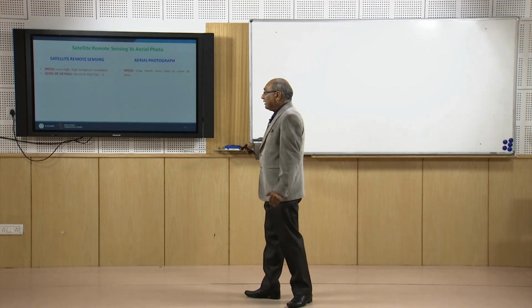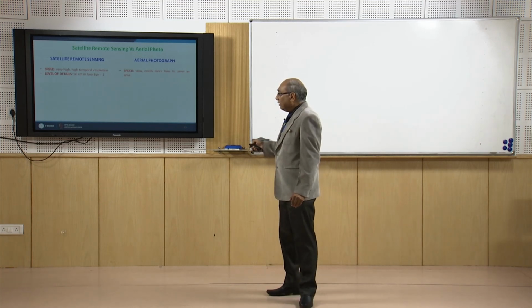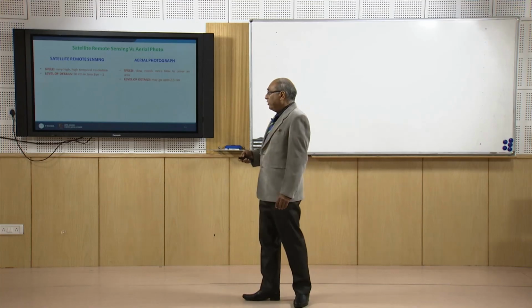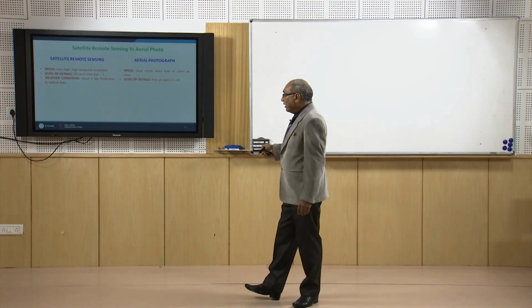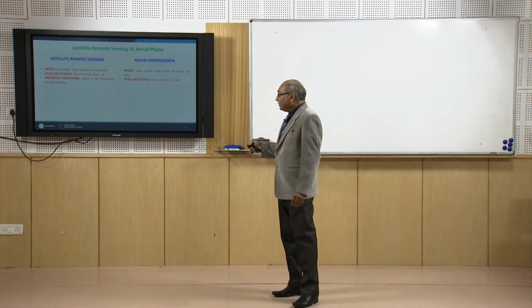As for levels of detail, nowadays with satellites like GeoEye we can have even 50 centimeter spatial resolution data, which may not be possible with aerial photographs. Sometimes with low-flying aerial photography we can have 2.5 centimeter, but this is very rare and very expensive as well. Weather conditions: cloud is a big hindrance in optical data, especially with satellite data.